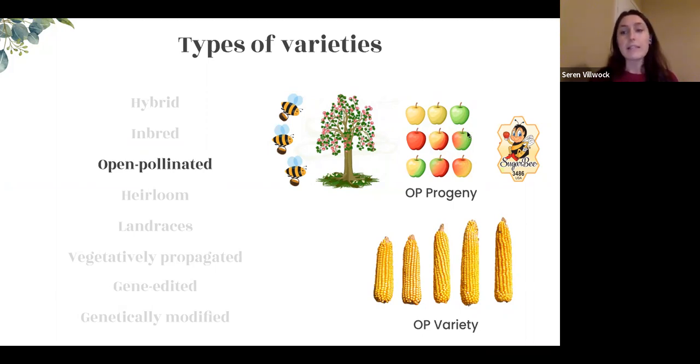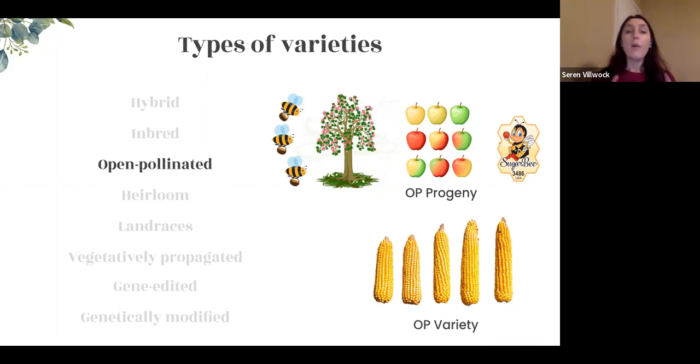And so that's an example of how the Sugar Bee apple variety came from a Honeycrisp apple tree that was open pollinated. So some pollen from another tree came and pollinated the Honeycrisp apple, and that gave us the Sugar Bee variety.